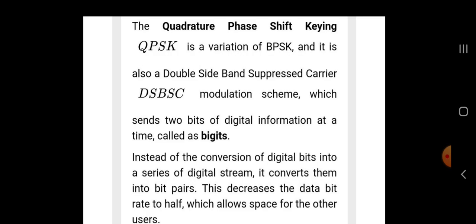Instead of the conversion of digital bits into a series of digital streams, it converts them into bit pairs. This decreases the data bit rate to half, which allows space for the other users.